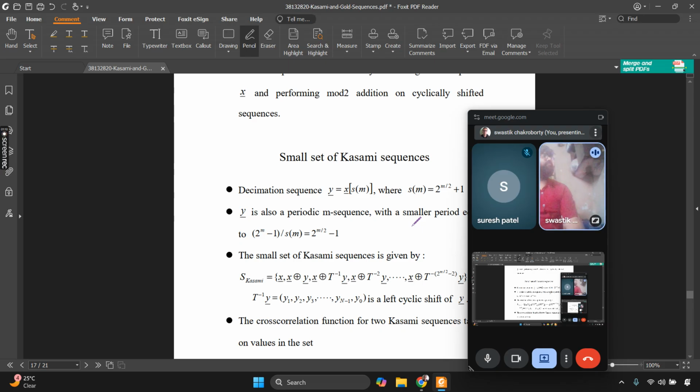So if you have say four bits and you do a decimation by 2, so you delete every second bit. So 1011, you delete the 0, and you delete the last 1, you get 11 as a result. So that is decimation by 2.